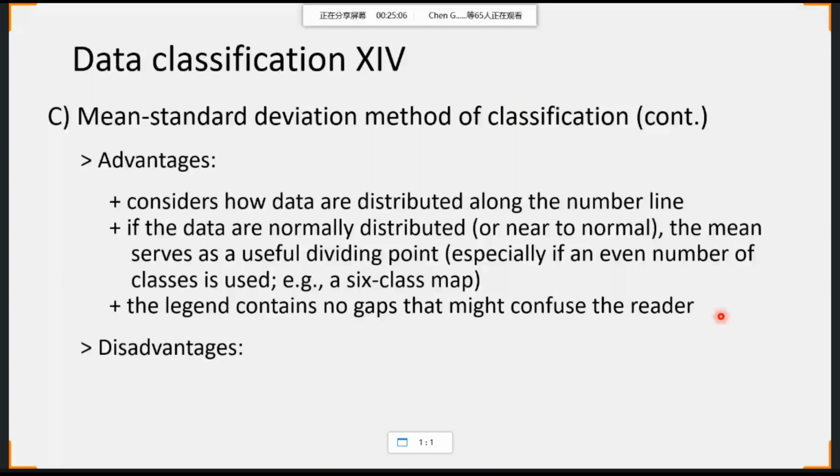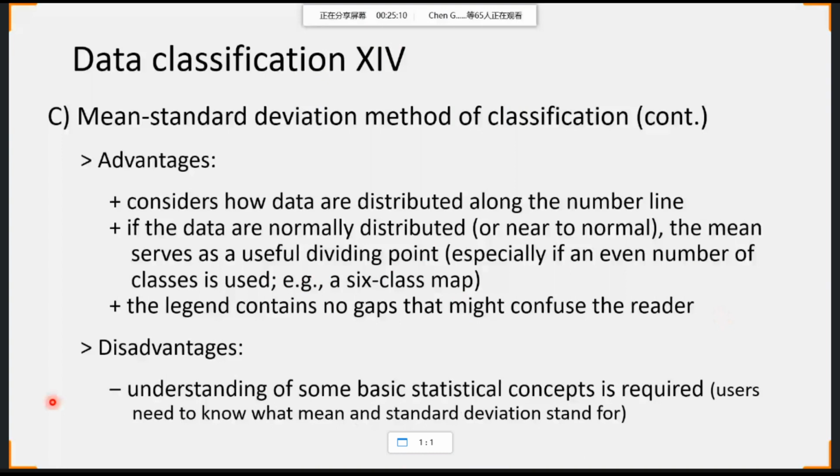The disadvantages: understanding of some basic statistical concepts is required because users need to know what mean and standard deviation stand for. Otherwise, they have this legend and they have no idea why it's computed in that way. Why are these class borders used and so on? So it's important that the concept behind is clear for the users.